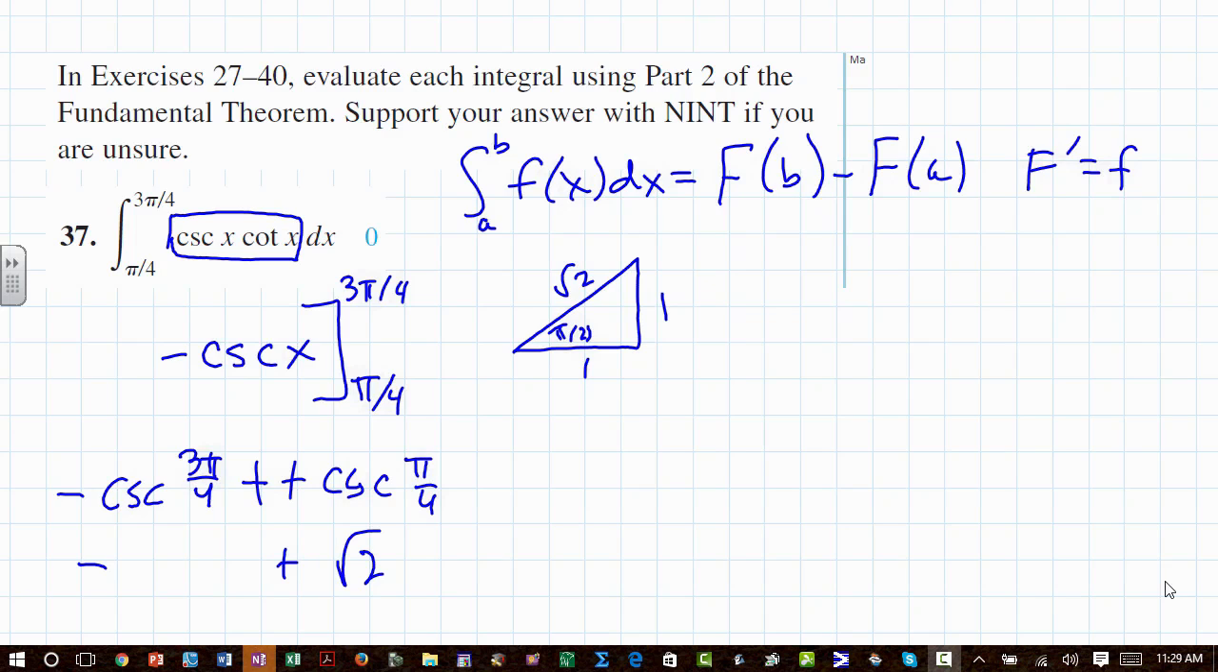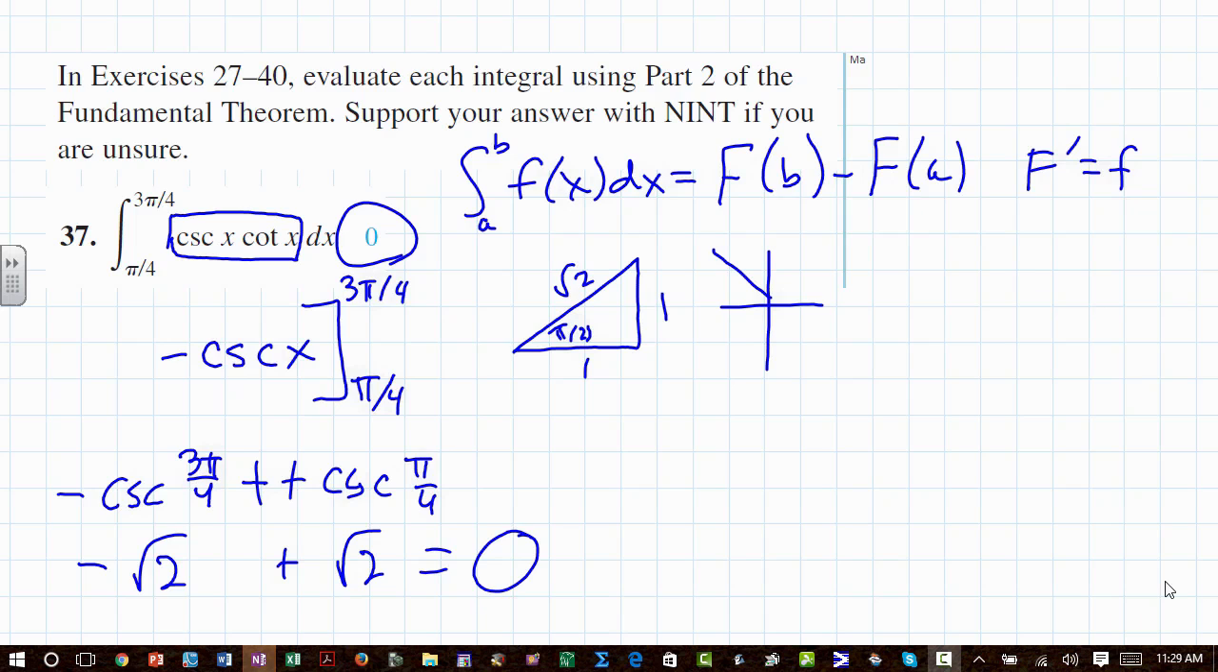Now what about the cosecant of 3 pi over 4? 3 pi over 4 is going to put me in the second quadrant, where sine and cosecant are both positive. And again, we'll have a root 2. So I've got negative root 2 plus root 2. That adds up to a big old 0. That's what they say the answer is.